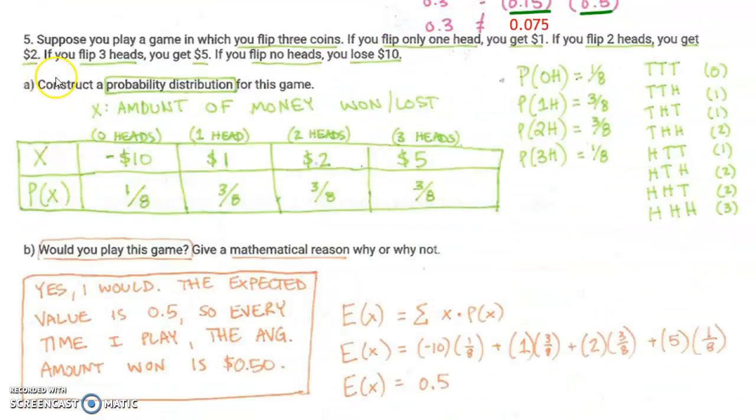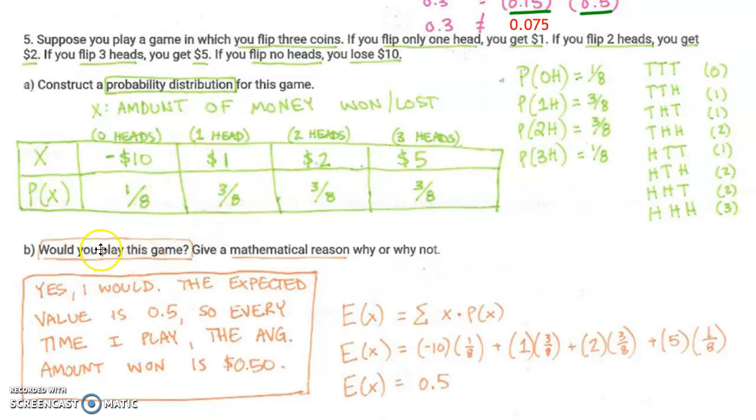All right, for question number 5, it asks us to figure out a probability distribution for this 3-coin flipping game. I wrote out the sample space the same way I did for the dice before, and then I wrote down the number of heads for each of these different outcomes, and then I calculated the probabilities for each. For example, the probability of 0 heads is 1 out of 8 because only one of these outcomes has 0 heads in it. So then I also put down X, the random variable, being the amount of money that you win for the payouts, -10 for lose $10, 1 for win $1, etc.